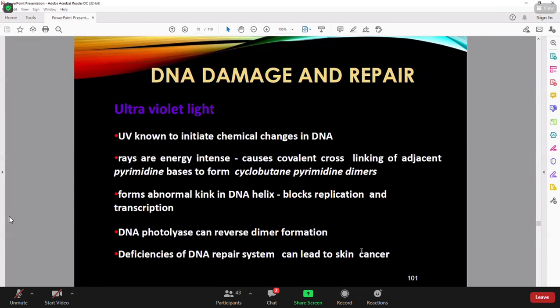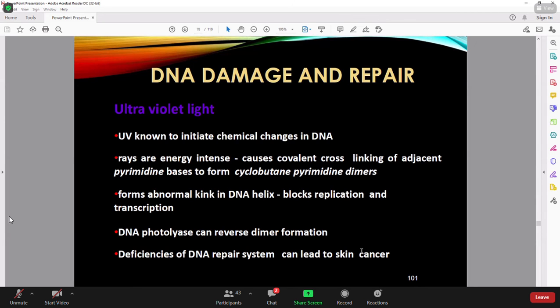Okay, another one, UV, ultraviolet light. UV is known to initiate chemical changes in DNA. For example, in the lab, before you can use that equipment, you have to switch on the UV light. We know that UV light is meant to remove all bacteria, to make sure there is no bacteria or anything. But if you are exposed to this UV light, it can initiate chemical changes in DNA.